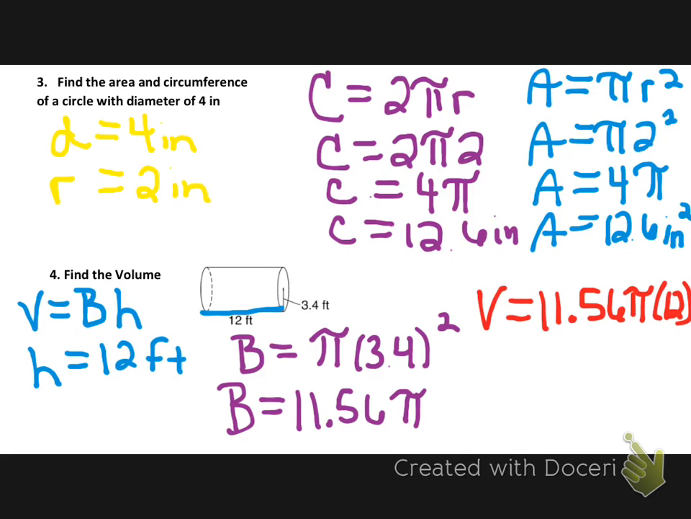When you do that, you get 11.56 pi times 12, and you get the volume as 435.8 feet. And volume, remember, is cubed.